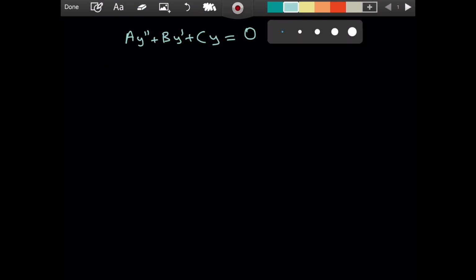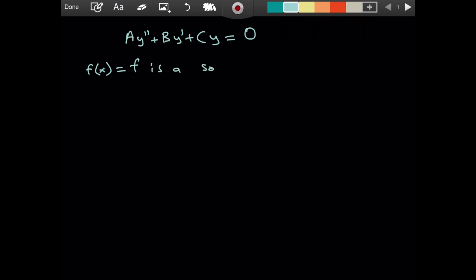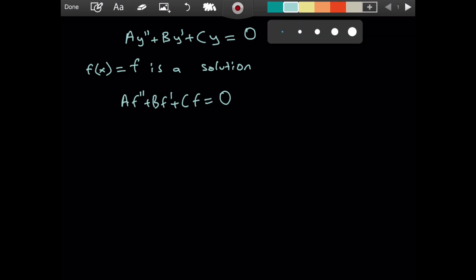So let's just say that f of x is a solution to this differential equation, which I will simply denote with f. Now, given that f is a solution, what does it mean? Well, it means that a f double prime plus b f prime plus c f equals 0, because that is what it means to be a solution of a differential equation. You need to satisfy the given equation, right?